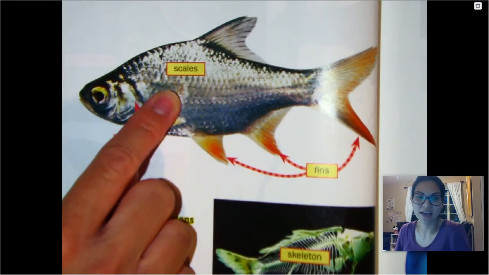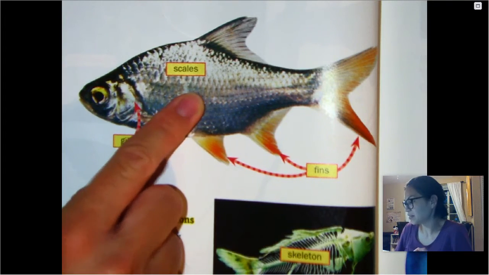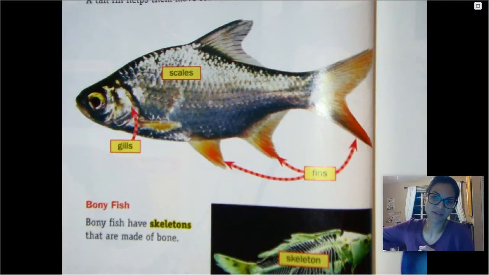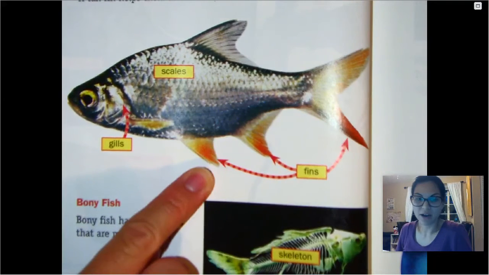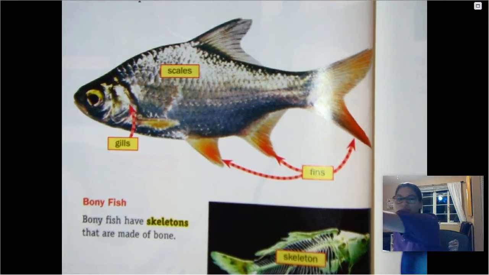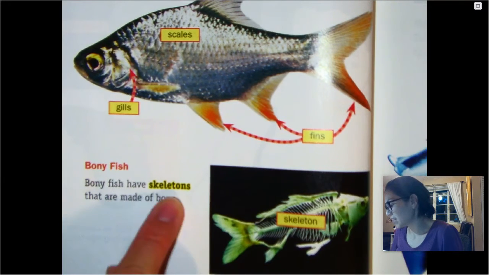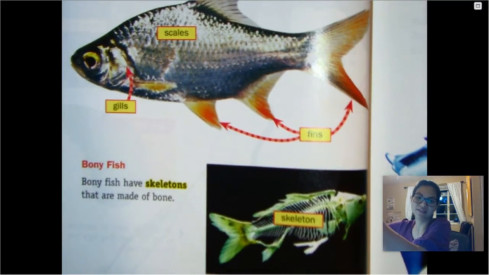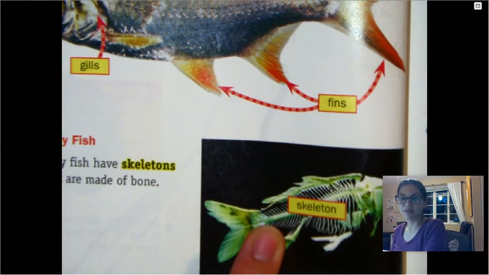And then we have our scales here, which are pretty shiny, okay? The body of the fish is covered in scales. And then the fins we have right here and on the bottom also, okay? And the fins help the fish swim. Right here on the bottom it says bony fish. Bony fish have skeletons that are made of bone. Okay, so you can see here's an image of a skeleton of a fish.